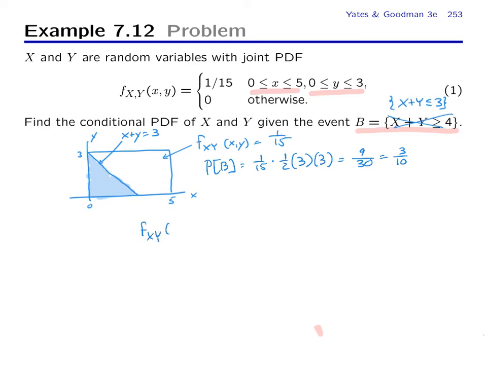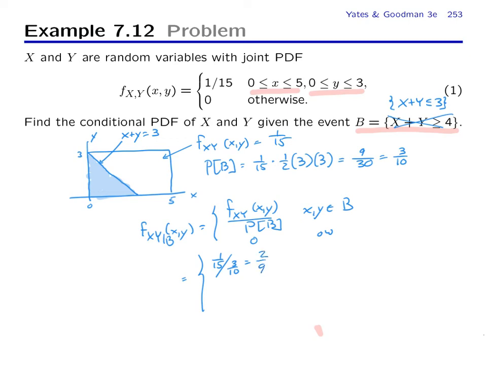The joint PDF of X and Y given B is simply equal to the joint PDF of X and Y divided by P of B for X's and Y's belonging to B, and 0 otherwise. And this is equal to 1/15 divided by 3/10, which is equal to 2/9 for X and Y satisfying X greater than or equal to 0, Y greater than or equal to 0, and X plus Y less than or equal to 3, and 0 otherwise. In short, what happened is that the density of points in the blue region was scaled up so that the PDF integrates to 1 over that triangle.